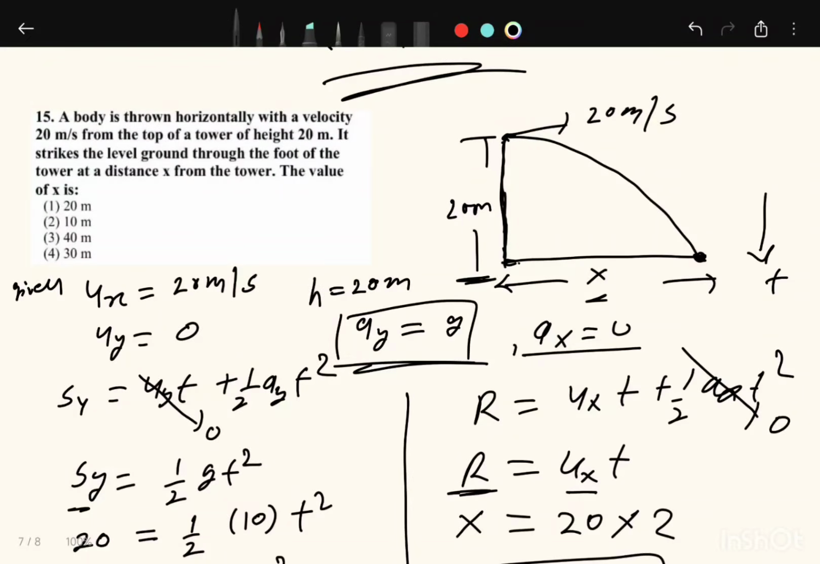So your body will cover this distance, right? The distance x from this tower, right? That will be how much? 40 meter. So option 3 is correct.